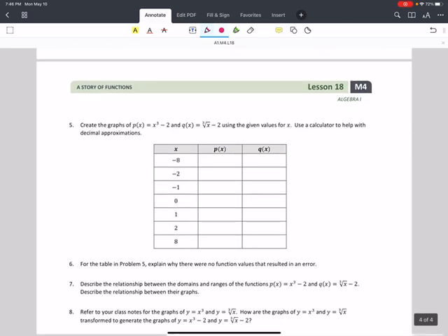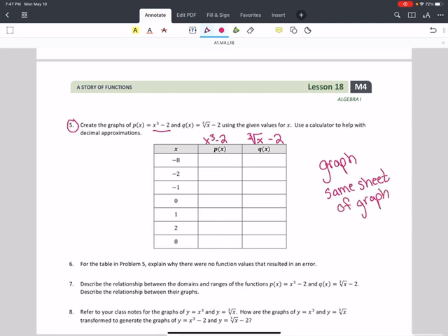On the next page, you're going to create the graphs. You're going to do number 4. So again, P of x is x to the third minus 2, and Q of x is the cube root of x minus 2. And then you're going to graph. You can use the same sheet of graph paper, the same sheet that you used for number 1. Not the same graph, okay, the same sheet.